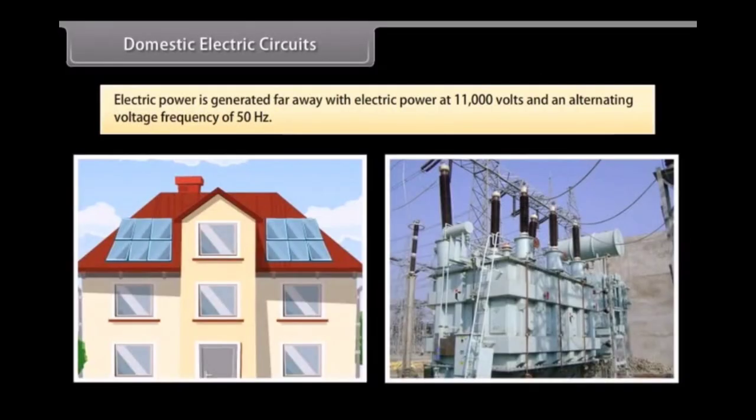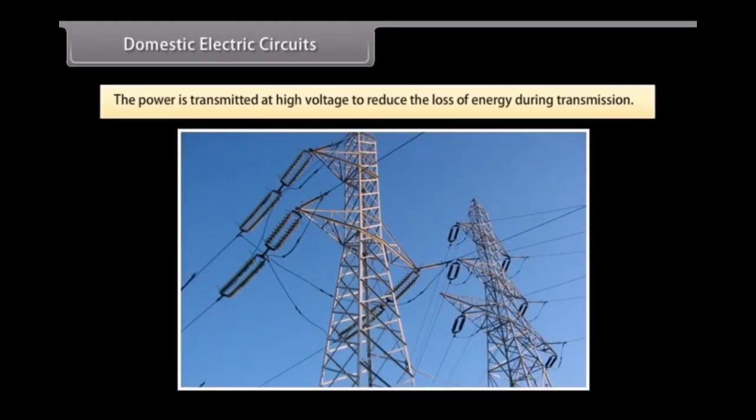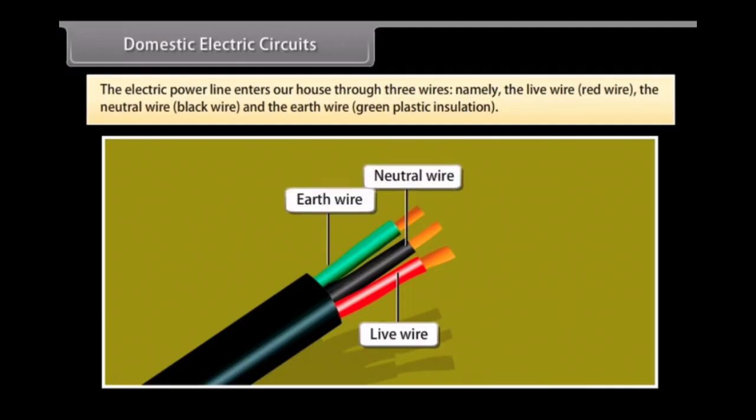Domestic electrical circuits. Electric power is generated far away from the places it is consumed. At the generating station, the electric power is generated at 11,000 volts with an alternating voltage frequency of 50 Hz. The power is transmitted to the places of consumption at high voltage to reduce the loss of energy during transmission. The electric power line enters our house through three wires, namely the live wire, red, the neutral wire, black, and the earth wire, green plastic insulation.